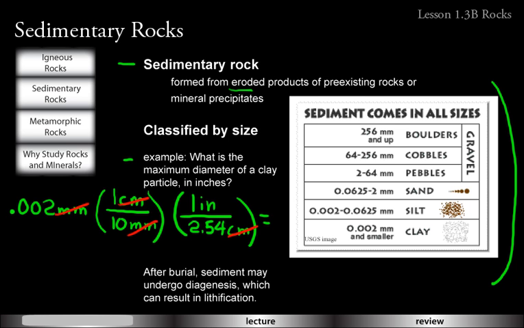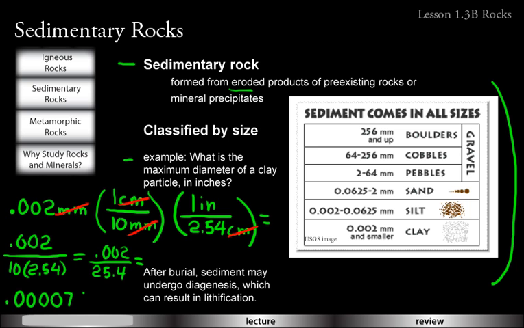And so now we would end up with 0.002 times 1 times 1, or we can just say 0.002 over 10 times 2.54. We have both of those numbers in the denominator. We just multiply those together. And so that would be 0.002 over 25.4. And so that's a really small number, 0.00079 inches. That is a really small diameter particle. But that's what clay is, and that forms sedimentary rocks sometimes.